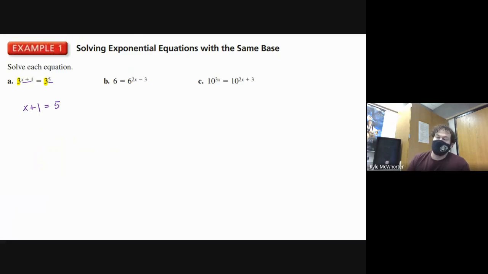We're going to subtract 1 from both sides, and we get x equals 4. And then it'll make sense if you think about plugging that back in. If you plug a 4 in for x, 3 to the 4 plus 1, well, that's 3 to the 5th.